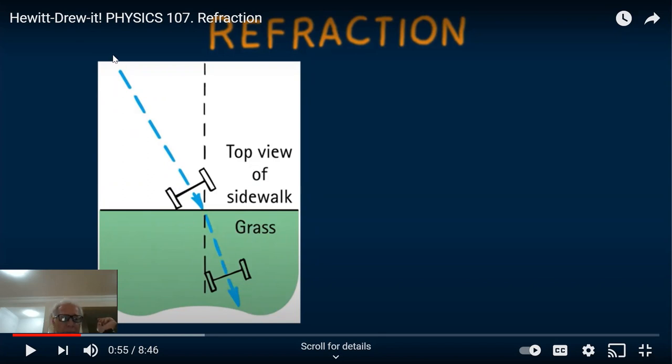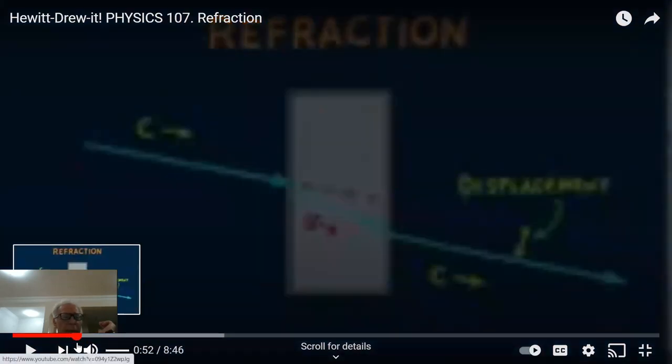So what happens if your car is incident at this interface at an angle? What's going to happen is the following. The wheel that first goes into the grass is going to travel slower than the other wheel that's still on the pavement. For this reason, the other wheel is going to try to overtake it, okay? And this is actually what happens to light rays as well. When you go from a medium where you're traveling faster to a medium where you're traveling slower, your path will be bent towards the normal. So this is a mechanical analogy that works very well for optics. Let's play it again.